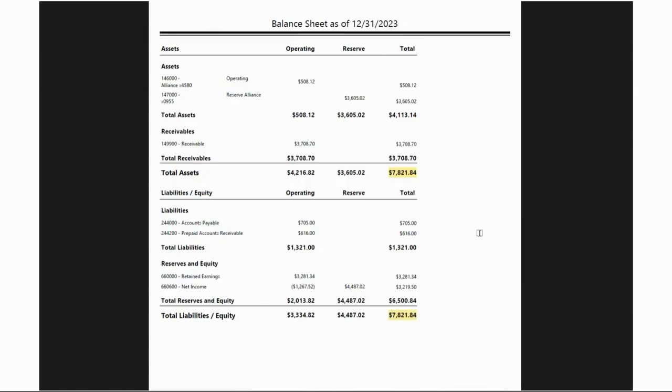Here is an example of a balance sheet that you will receive from Cedar each month. The first section, Assets, is divided into 3 columns: Operating, Reserve, and Total. Within this section, you will see the balance of your bank account as of the date listed at the top of the document. This, along with your total receivables, equals your total assets.